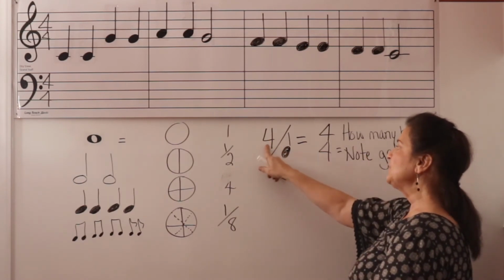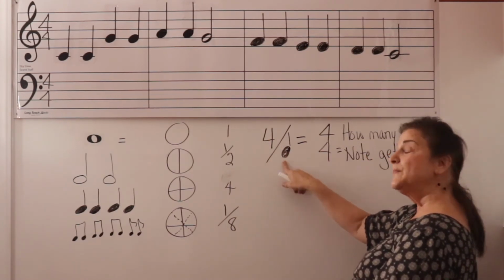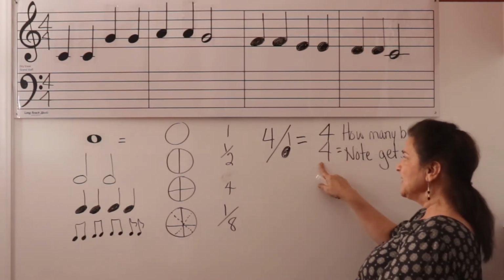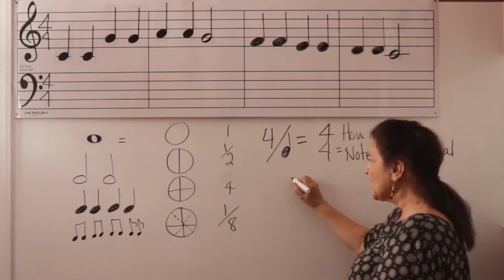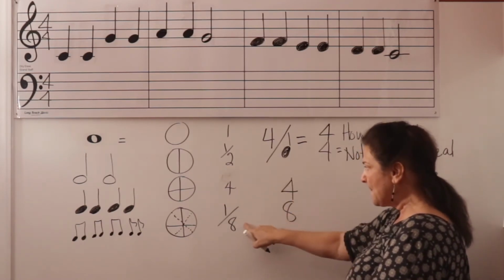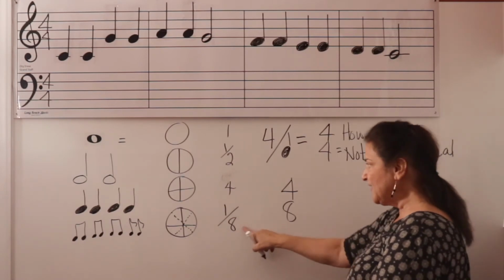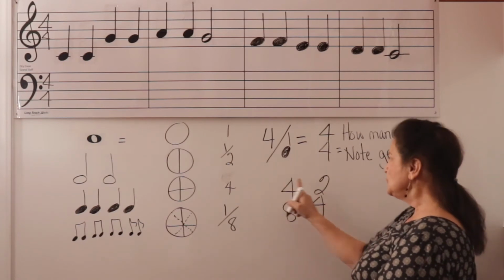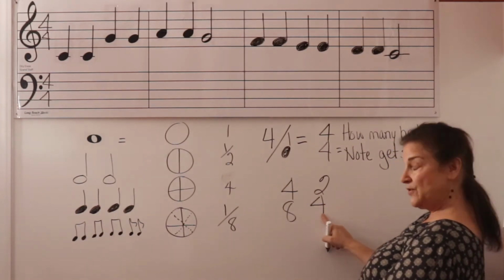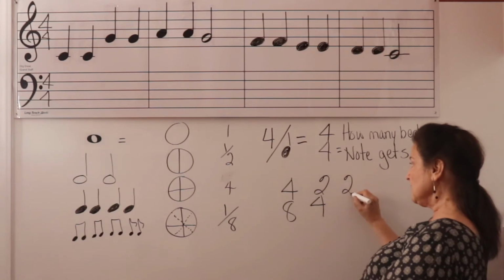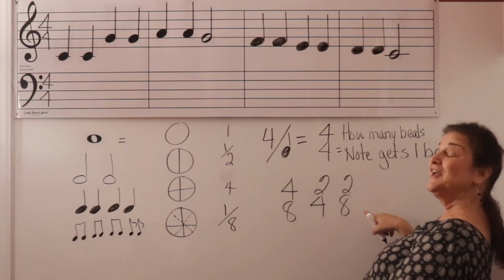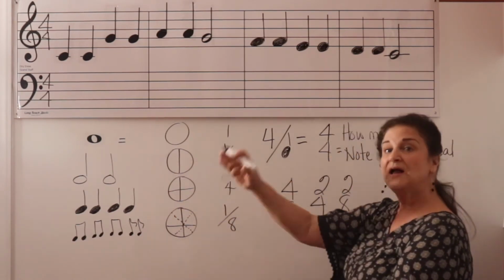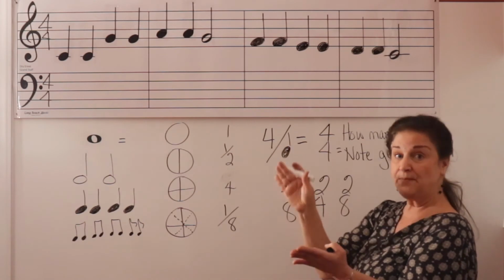So this was 4 beats to a measure, and a quarter note gets 1 beat. This means the exact same thing. 4 beats to a measure, and a quarter note gets 1 beat. We can go 4, 8, 4 beats to a measure, and an eighth note gets 1 beat. We can go 2, 4, 2 beats to a measure, and a quarter note gets 1 beat. We can go 2, 8, 2 beats to a measure, and an eighth note gets 1 beat. So the bottom number is what kind of note gets the pulse, gets the beat.